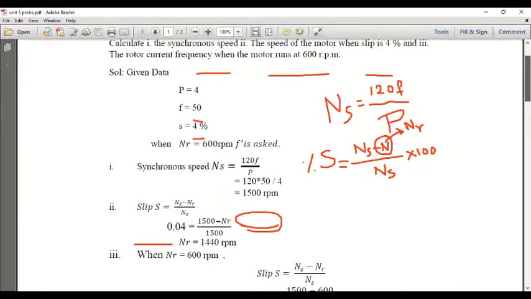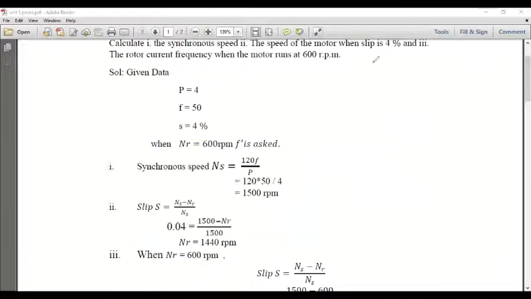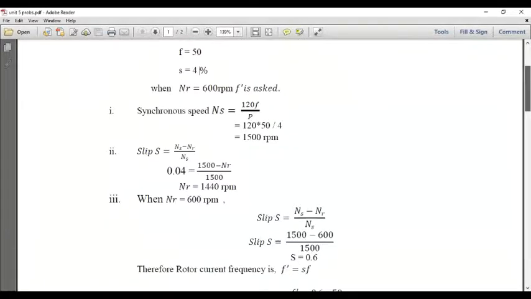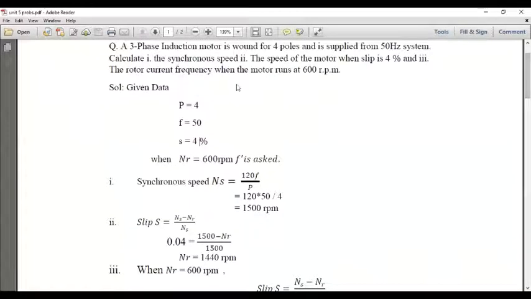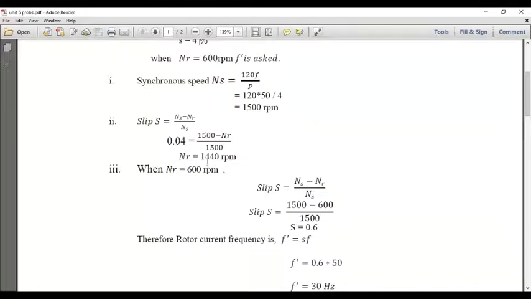The third question is we have to find out the rotor current frequency. The rotor current frequency when the motor runs at 600 rpm means, here in this question the rotor speed nr is given. We know S is equal to ns minus nr by ns. From that we can get the slip is equal to 0.6.